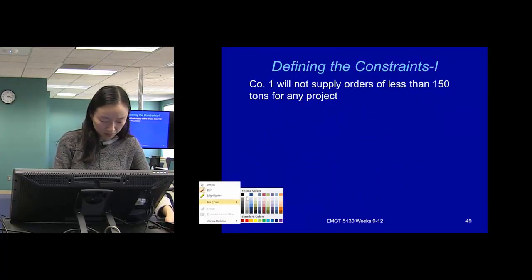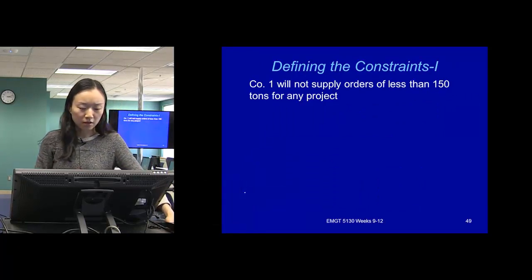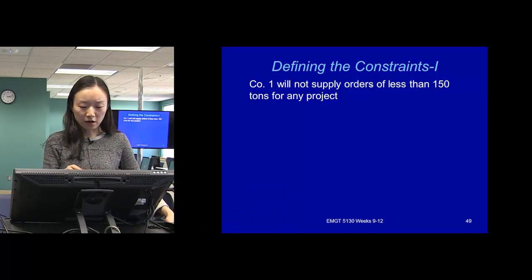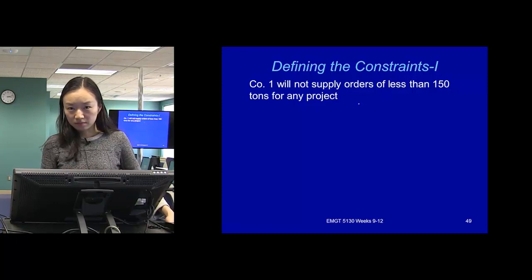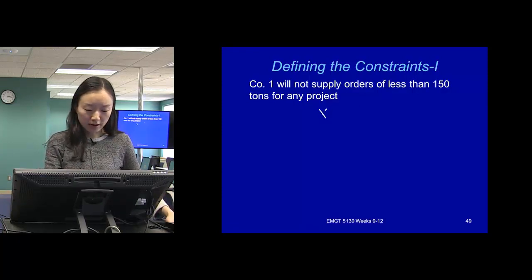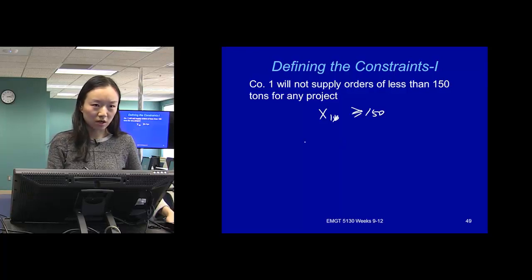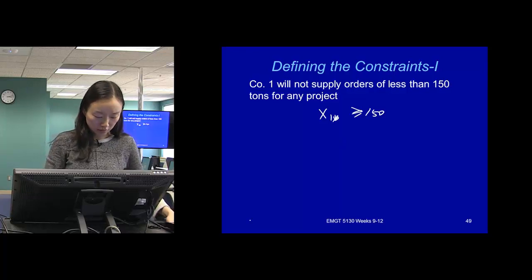Look at this one. Company 1 will not supply orders of less than 150 tons for any project. I know some of you will write just like this, X1 greater than or equal to 150, where X1 is the total sum. Okay, this is not right.